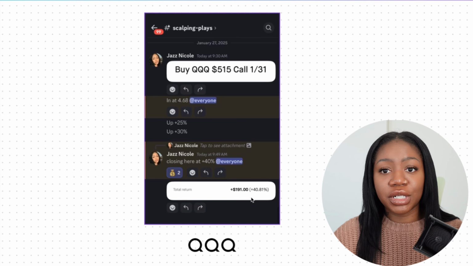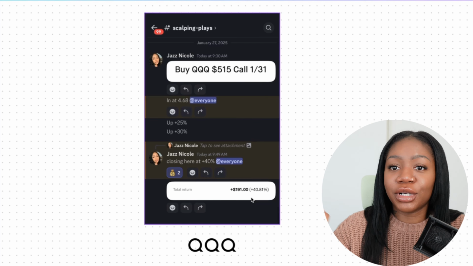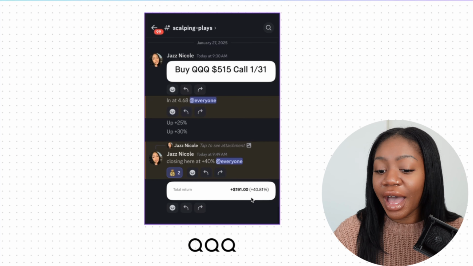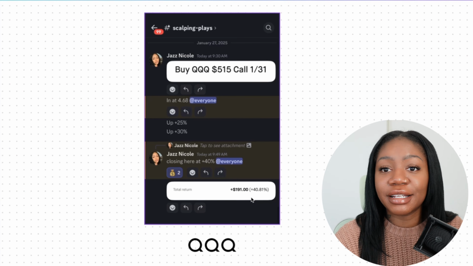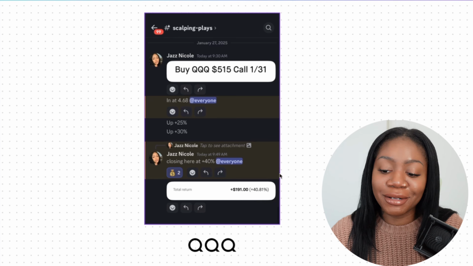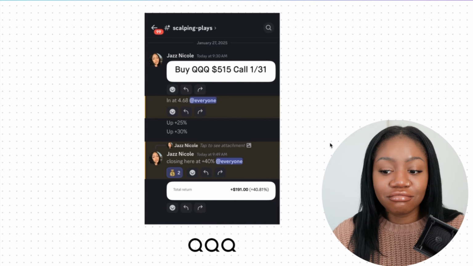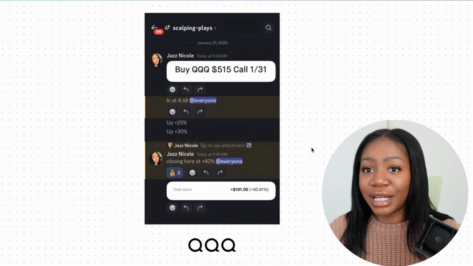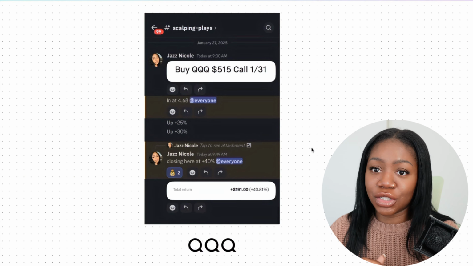So I know 40% isn't sexy. It's not what gets the clicks. People don't really care about that. They want to see you triple your money and double and 100% returns and this and that. Y'all, $200 is good money. 40% return on any amount of money in 20 minutes is good.